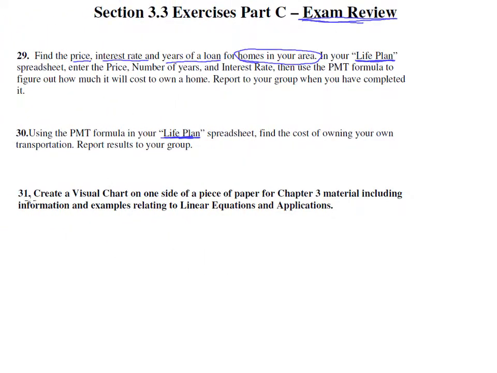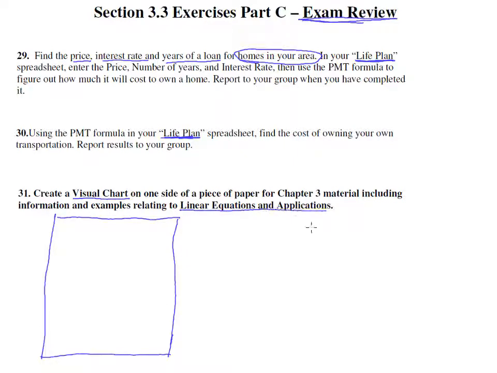And finally, number 31, it says create a visual chart. As a reminder, a visual chart, you're going to take this piece of paper and you're going to divide it up into sections. Now think about what we have learned about information examples relating to linear equations and applications. We have the 3-step process that will solve any of your linear equations. That should definitely be in one of those squares where you simplify it. The goal is to simplify it so you can just undo stuff.